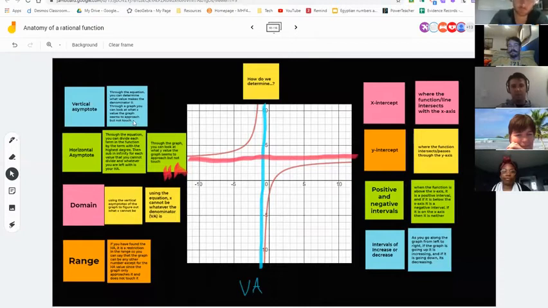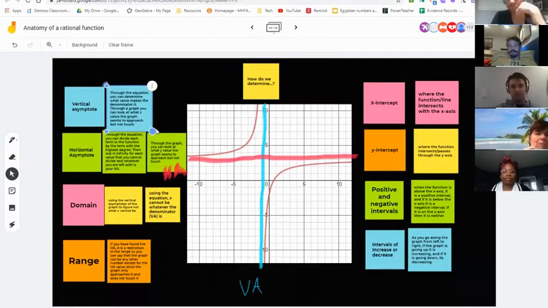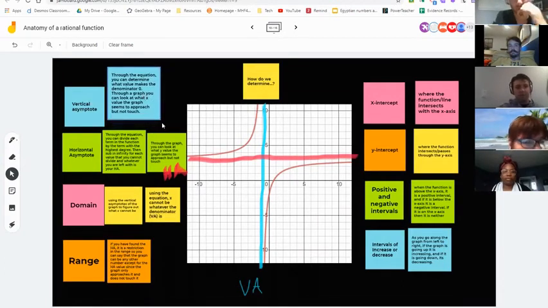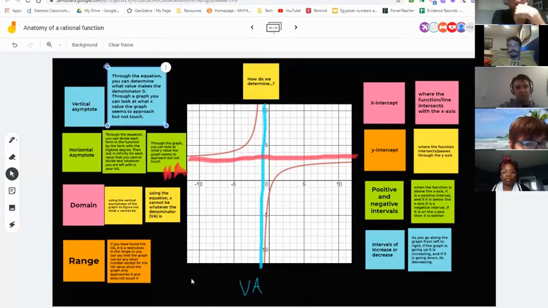Group 10, I'm going to make these a wee bit bigger. Can you tell us a little bit about these, please? I was kind of confused if you wanted us to do it by looking at the graph or the equation, so I did both. Through the equation, you can just look at what value makes the denominator 0, and through the graph, you can look at what x value the graph seems to approach but not touch.